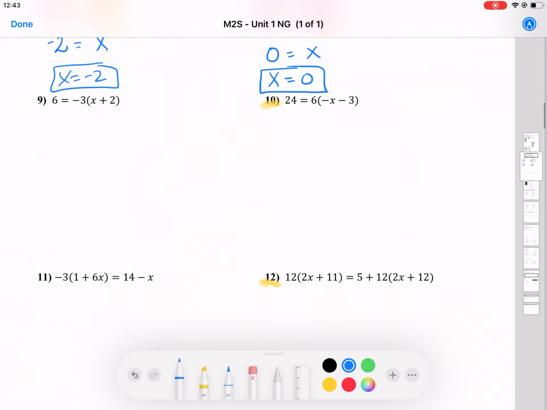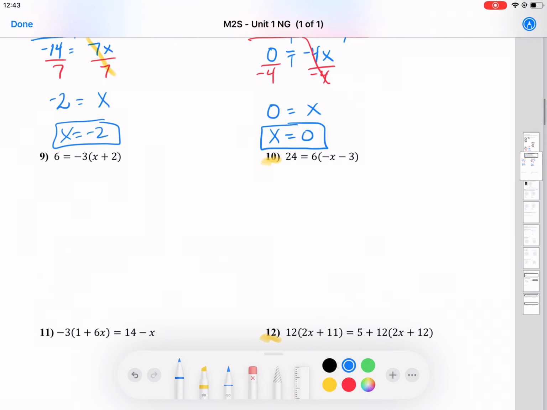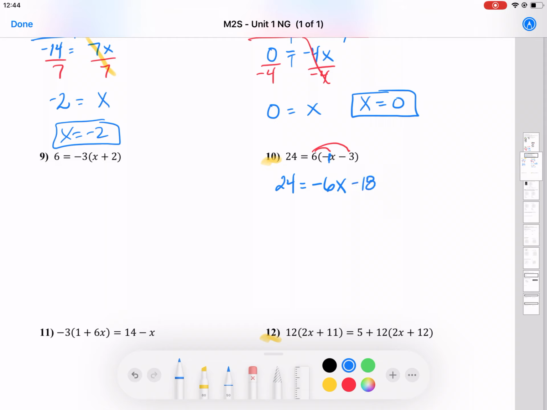Okay, I'm going to skip down to number 10. Number 10 is a little different, mostly because there are parentheses this time. And if there are parentheses, that's the first thing you're going to take care of. What you do is you distribute the coefficient into the problem. So on this problem, 24 stays the same, equals 6 times, this is a negative 1. So 6 times negative 1 is negative 6. I'm going to put the x with it, it's negative 6x. 6 times negative 3 is negative 18.